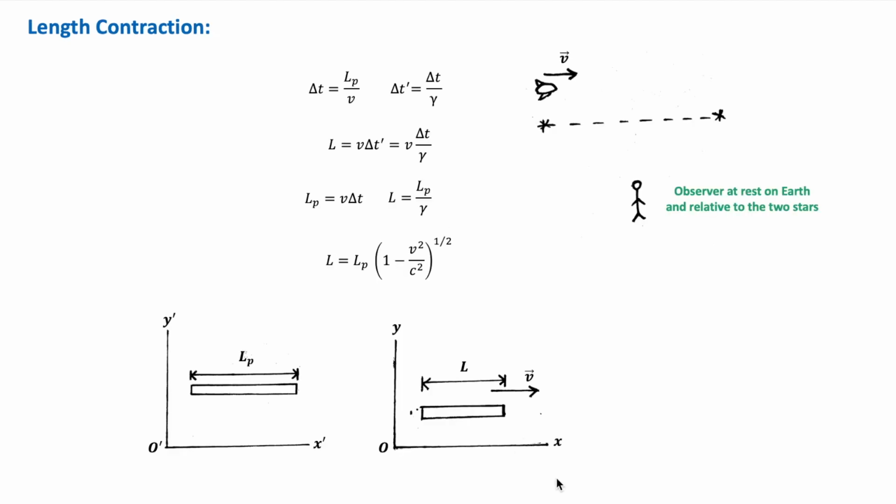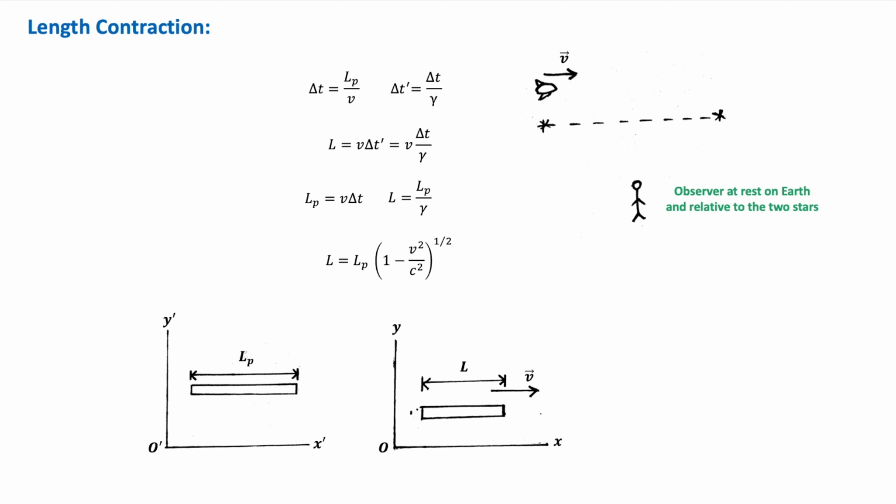So in summary, the length of an object measured by an observer in a reference frame that is moving with respect to the object is always less than the proper length Lp. And the one who is at rest relative to the object is the one who measures the proper length, okay? Also, for the distance between two objects, like in this example here, the observer who is at rest on Earth and relative to the two stars is the one who measures the proper length Lp, while the one who is moving relative to the stars here in the spaceship measures a length contracted by a factor of 1 over gamma.